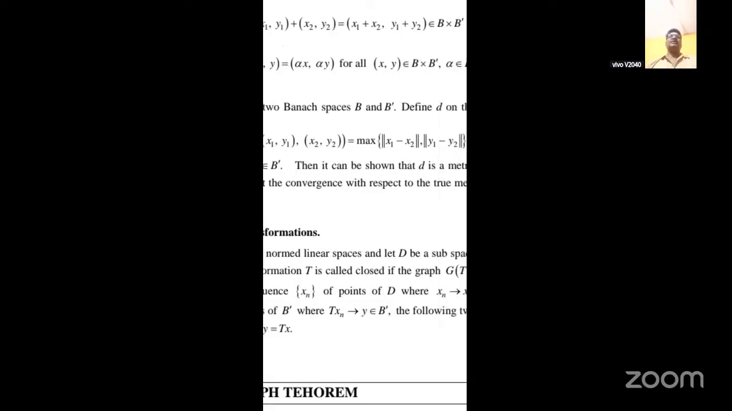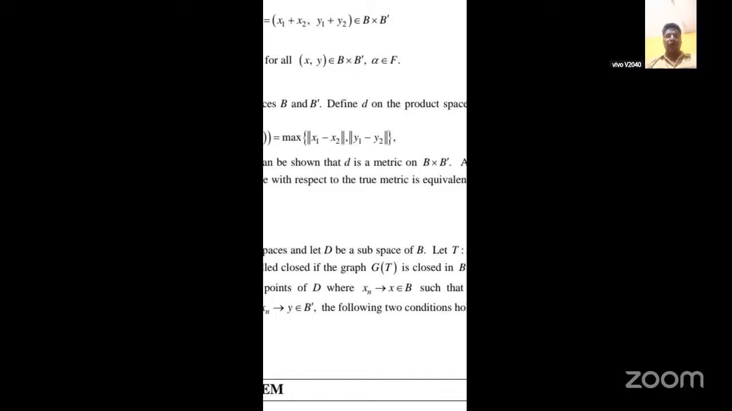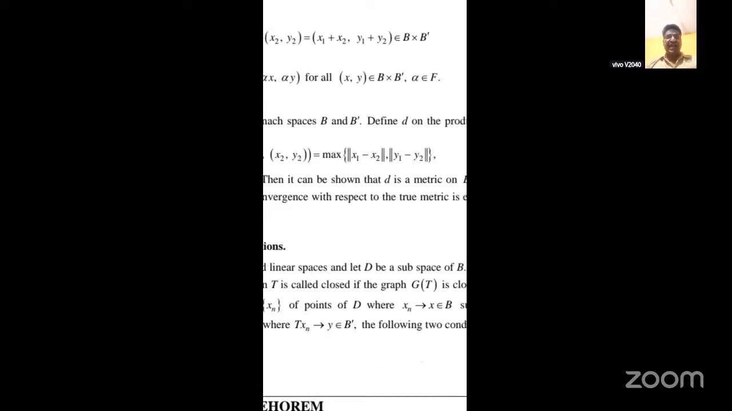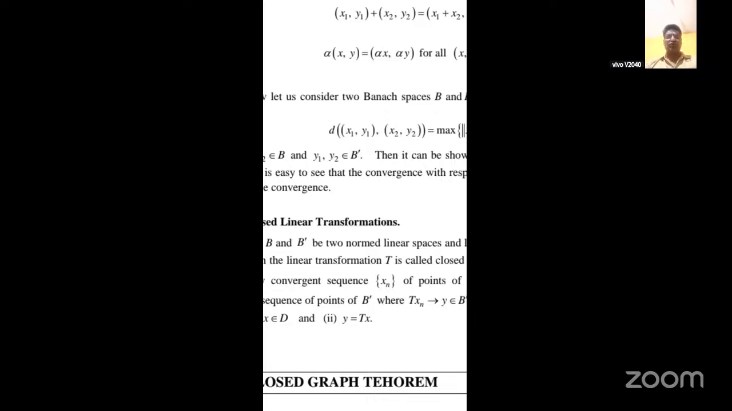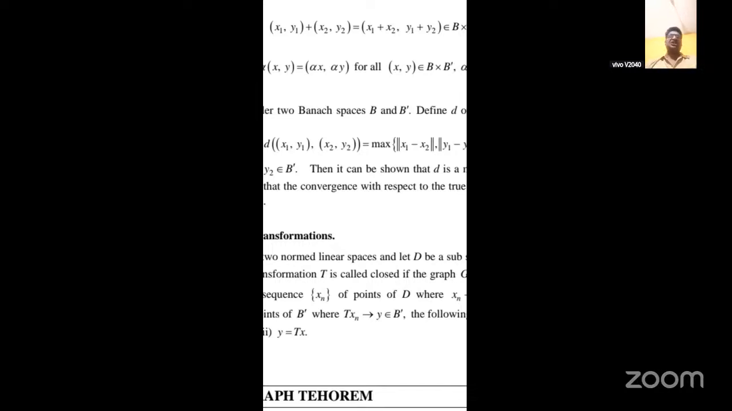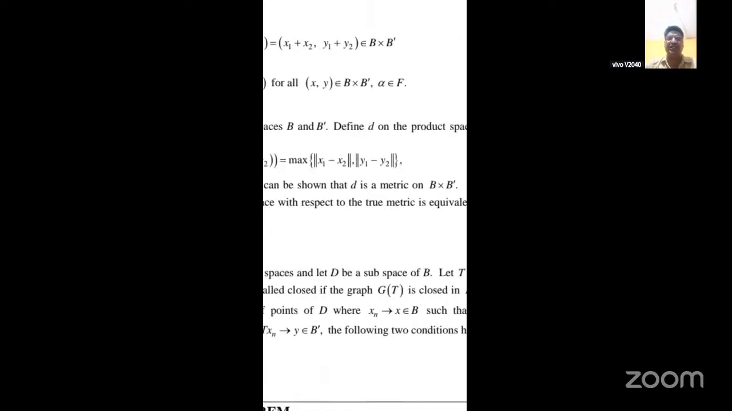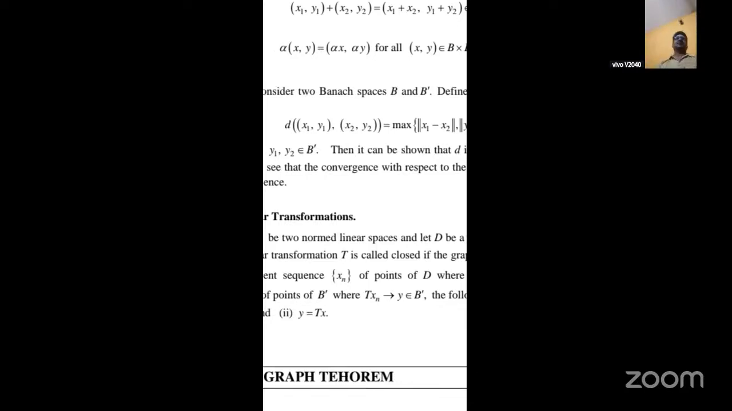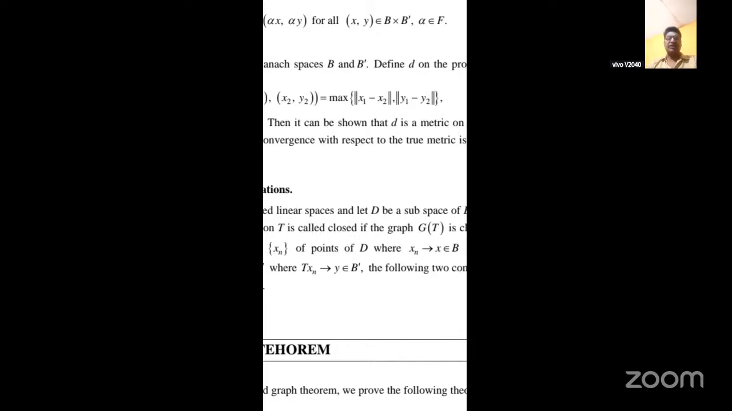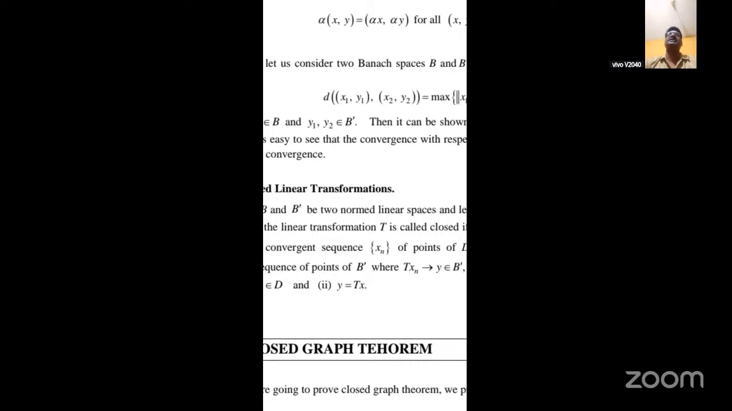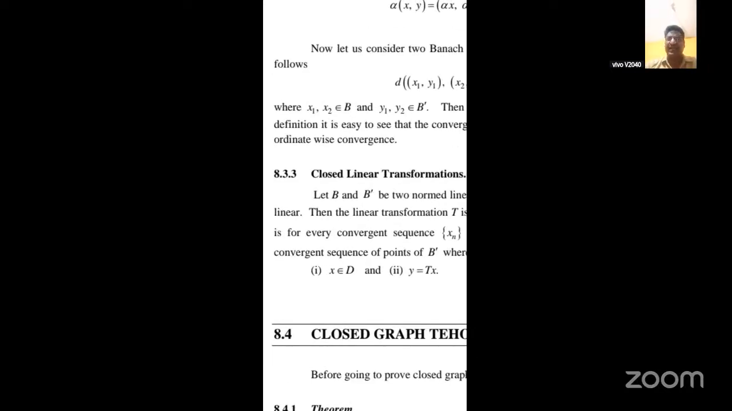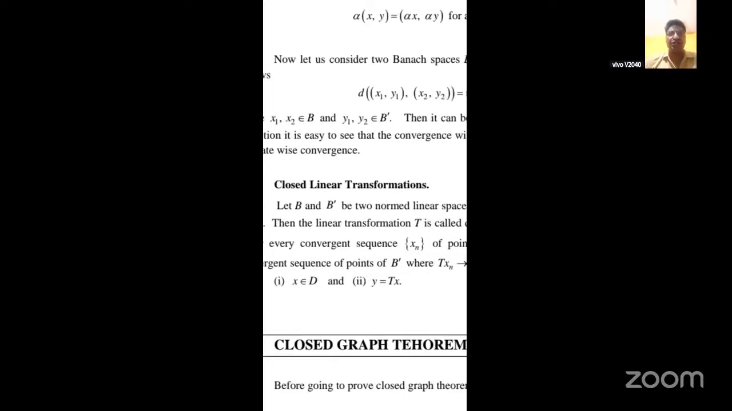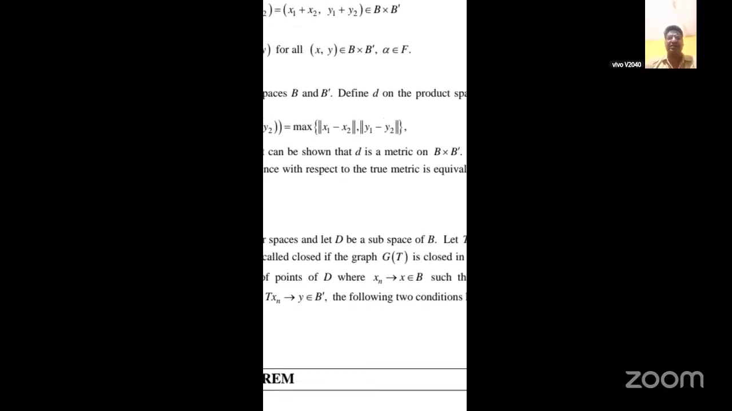Now here we are taking any two Banach spaces B and B dash, and defining a small d on the product space B cross B dash. So d of (x1, y1) and (x2, y2) equals the maximum of the norm of x1 minus x2 and the norm of y1 minus y2. So d is the metric on ordered pairs. That is the representation of the difference between the two ordered pairs. Here x1, x2 belong to B and y1, y2 belong to B dash. Now it shows that the small d is the metric on B cross B dash.